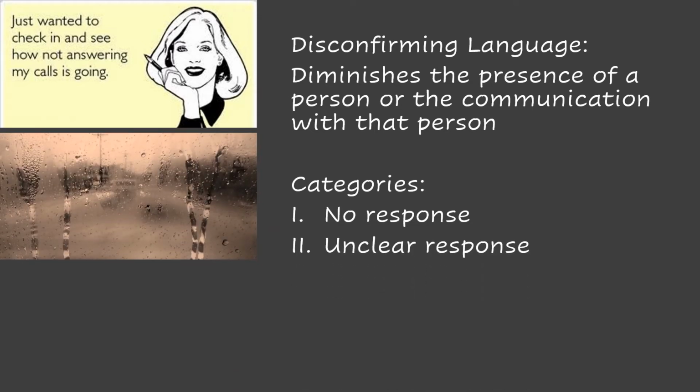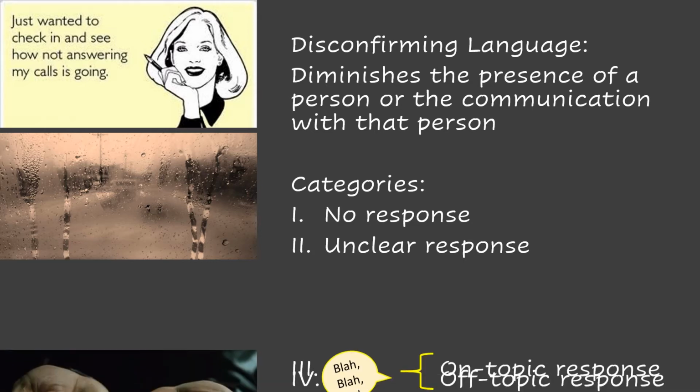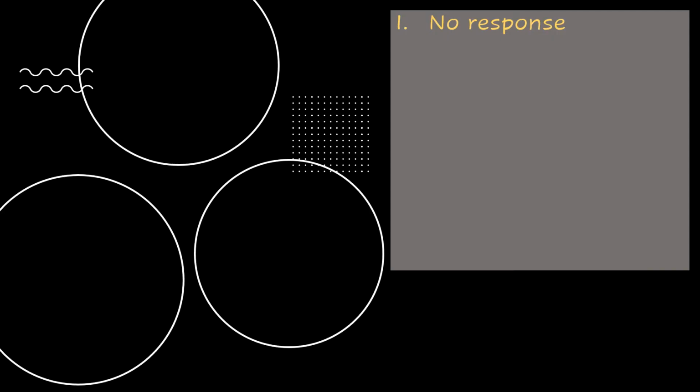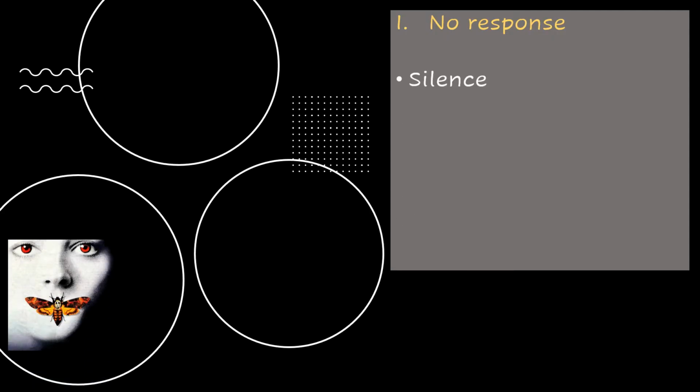The second category is where there is a response, but it's really unclear what the person is trying to say. The third and fourth categories are similar in that they both provide responses, but neither of which are very good. Kind of like the red pill, blue pill in The Matrix, both of these are kind of bad. Some are on-topic responses and some are off-topic responses, but they're both responses, and they're still disconfirming. So let's go first to the no response category.